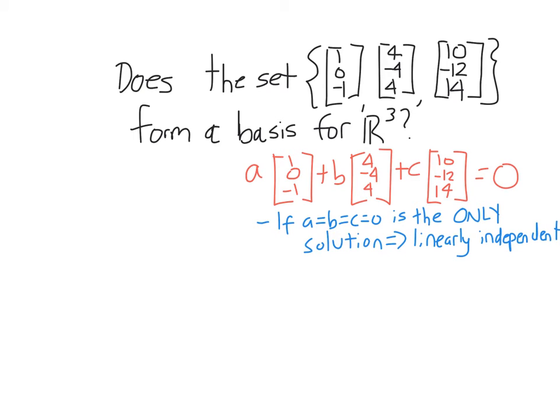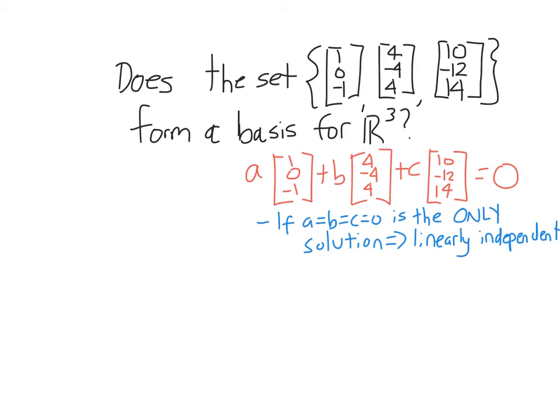I set up the equation: something times the first vector plus something times the second vector plus something times the third vector equals 0. Equivalent to asking whether the vectors are linearly independent is seeing whether or not there is a non-trivial linear combination that equals 0. Trivial means that all the weights are 0.